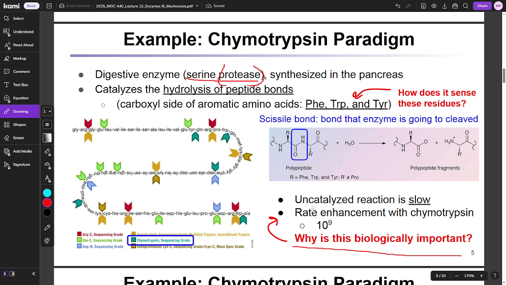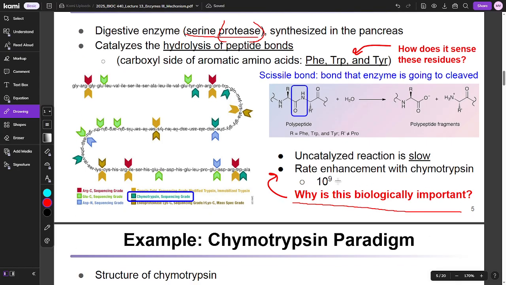If you don't have enzymes, you'll eat food and you'll spend so long trying to break down these proteins, and you'll probably just be dead, right? Because you can't make any proteins, and your body's just stuck doing nothing. So it's important to have this rate enhancement with chymotrypsin as the enzyme, because it allows for quick breakdown of these proteins that can be used for proteins that you actually need, right, when you eat food.